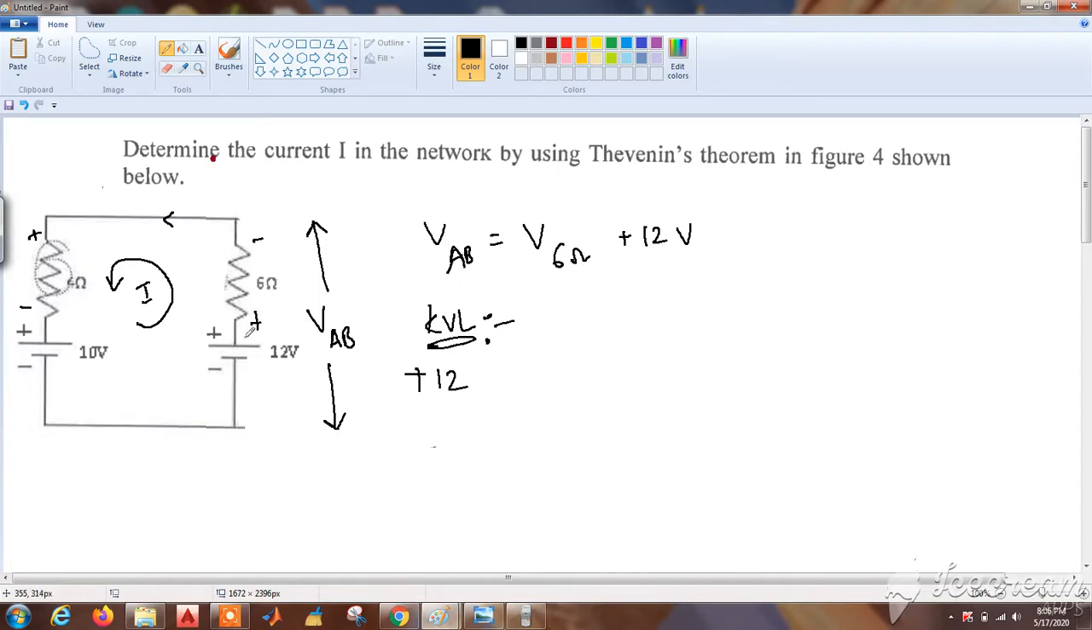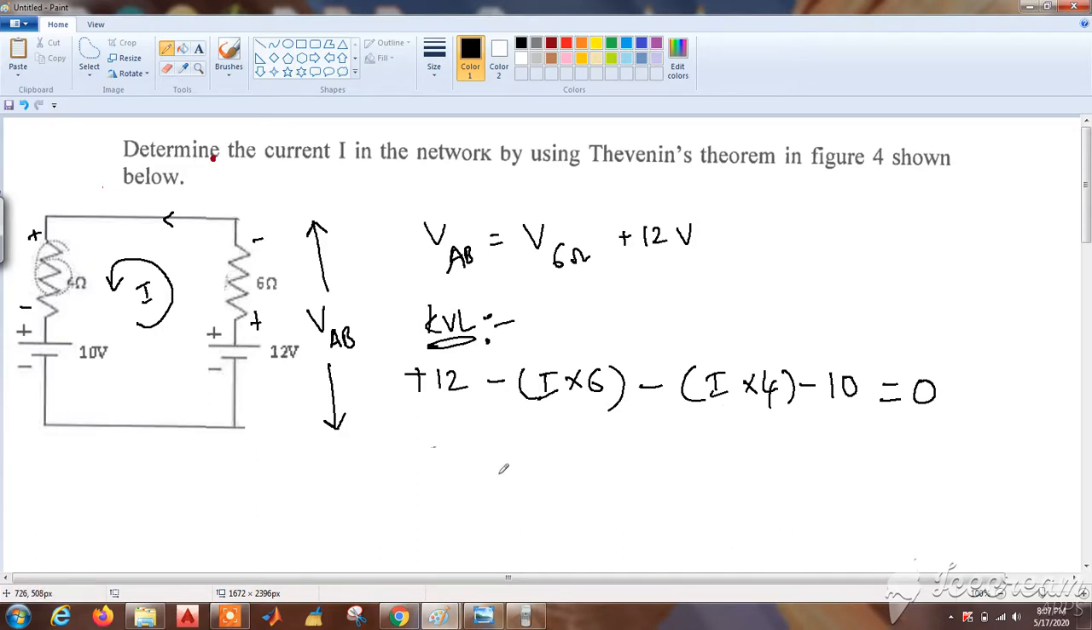Coming to 6 ohms resistor, the second sign is minus, so minus. And current I is flowing and resistance value is 6. So what will be the voltage? V is equal to I into R. So I into 6. Coming to 4 ohms resistor, second sign is minus. Same here also, I into 4. And coming at last to 10 volts, second sign is minus, so minus 10. This completes my loop, so is equal to 0 because KVL says that the sum of the voltages inside a closed loop is equal to 0.